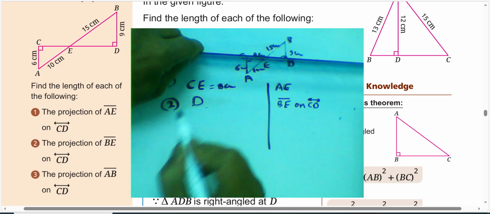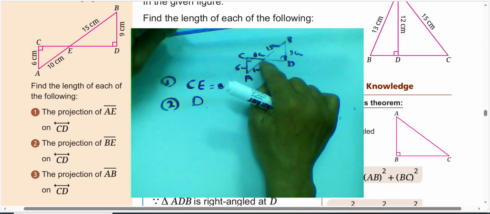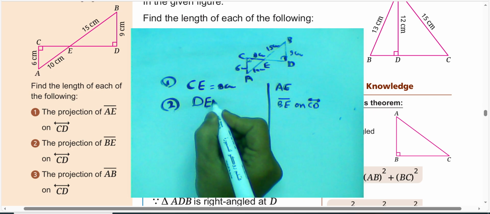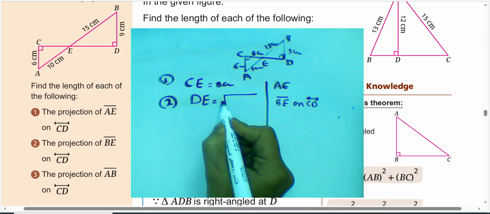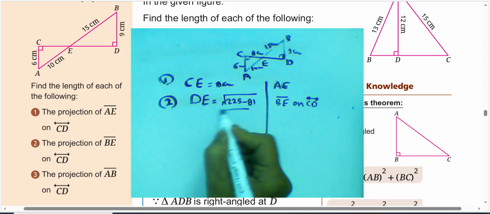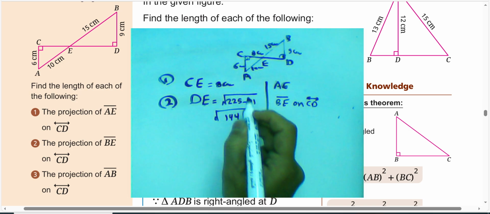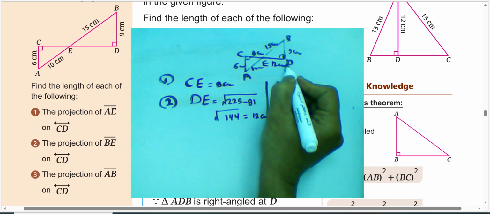Going to what? D. And point E here, line segment, pointing to straight line. Then we want to find DE. DE we can find from Pythagoras theorem. Square root of 15 power 2 is 225 and 9 power 2 equals 81. 225 minus 81 equals 144, so it equals 12 centimeter. Understood?